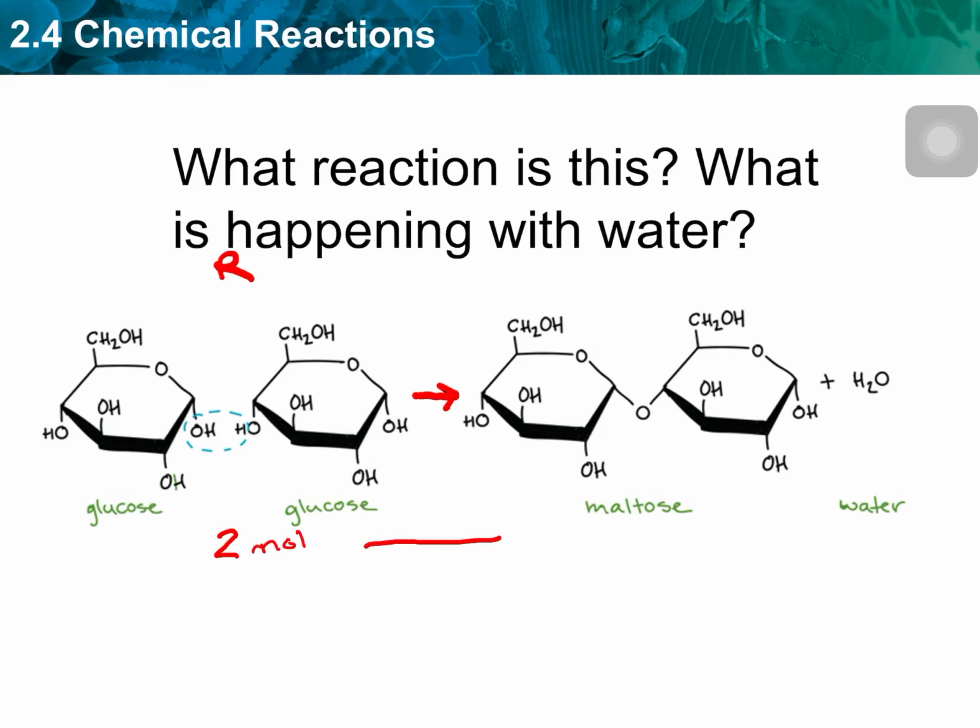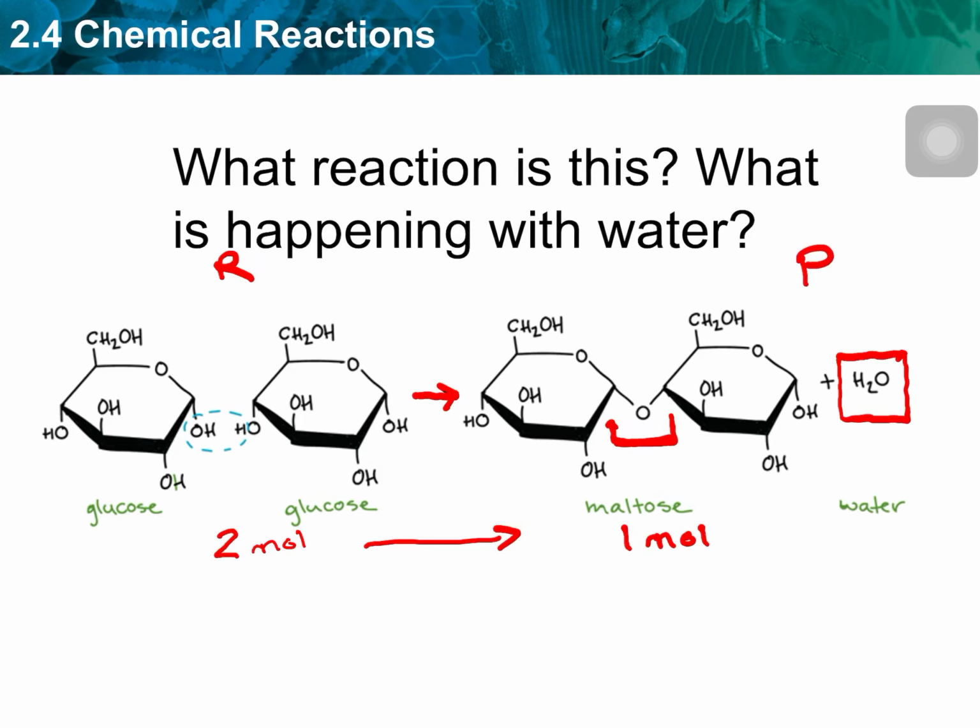Okay, and they are combining. As you can see, they are now bonded together here. They are combining to form 1 molecule. So we had 2, they combine to form 1. And then as you can see, our water over here is a byproduct. Okay, it's in the product side. So we're losing that water.